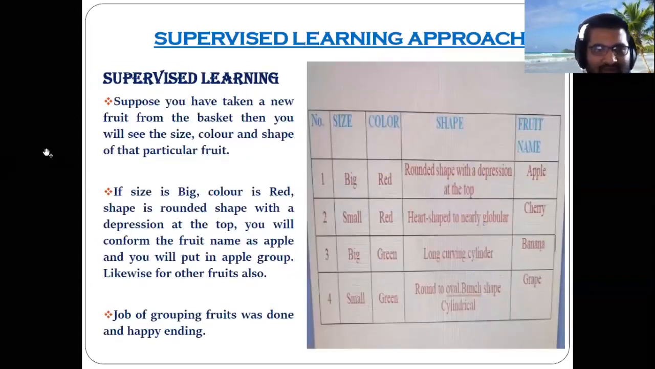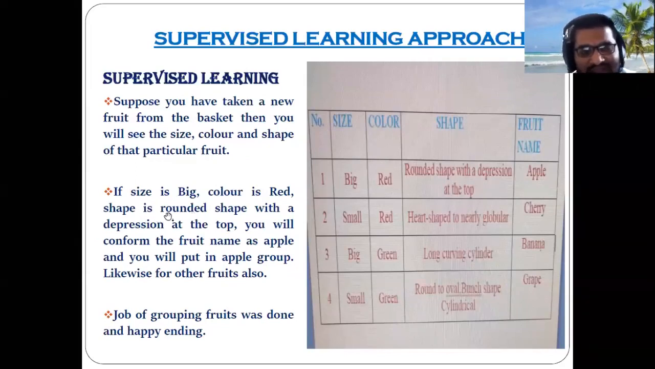Suppose you have taken a new fruit from the basket and then you will see the size, color, shape of that particular fruit. Yes or no? These things happen within some microseconds in our brain. But what I am telling you now is the inside processing which is happening in our brain without any kind of delay. Understood?